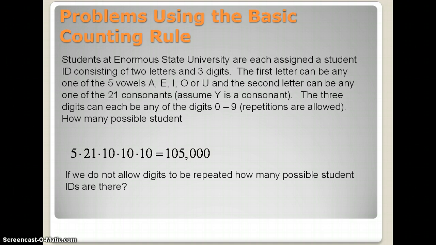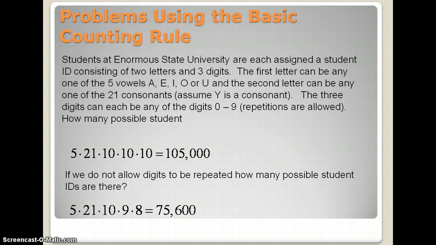What if the university changed their mind? And they said, you know what, we don't want to have repetition. Similar idea, but instead of the 10, 10, and 10, well, now there's only 9 choices for that second digit because one's been removed. And there's only 8 choices for that third digit. And look what happens to the number of IDs that are out there. We now have 75,600 IDs that are possible.